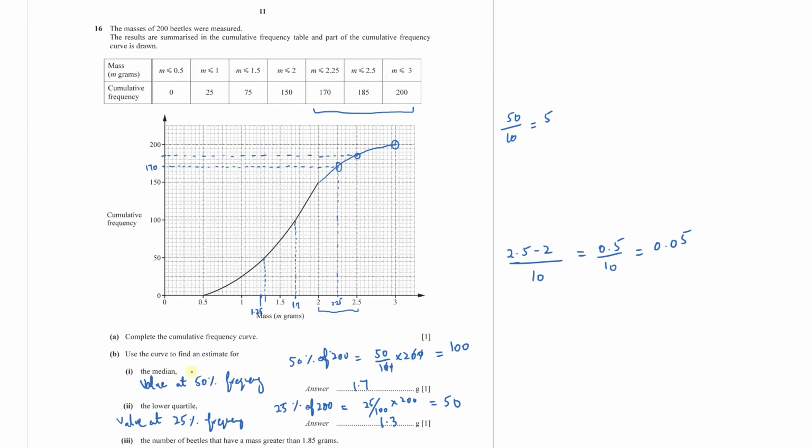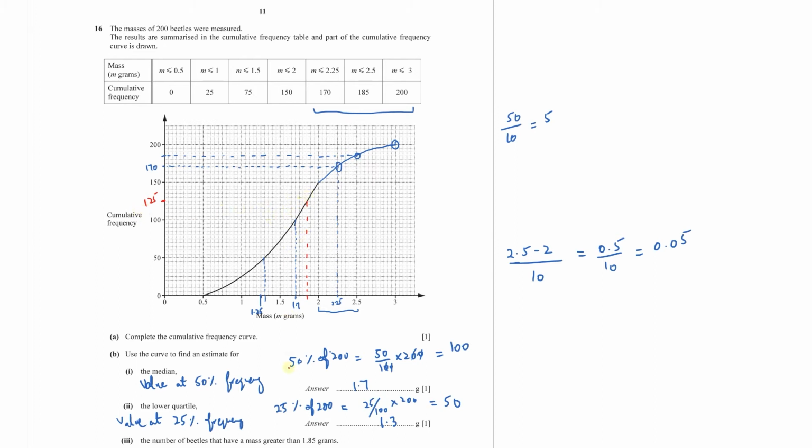Part 3 is you have to find an estimate for the number of beetles that have a mass of greater than 1.85 grams. So let's see, where is 1.85? So this is 1.7, this is 1.75, this is 1.8, and then 1.85 would be this one here. So let's see where this intercepts our cumulative frequency curve. So if I keep going up, I'll reach this point, right in the middle between 150 and 100. So this is 125. So up till this point, our value for the cumulative frequency is 125.